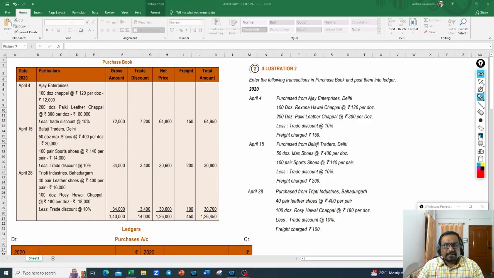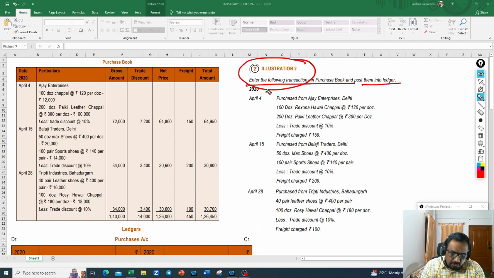Okay, friends. So this is what we are going to discuss today, illustration 2. As I always explain, we first need to spend 5 minutes on reading any problem for that matter. Let us first read the problem, understand what they have given, and then focus on the solution. Enter the following transactions in a purchase book and post them into ledger. He is asking us to prepare the purchase book and also the ledger.